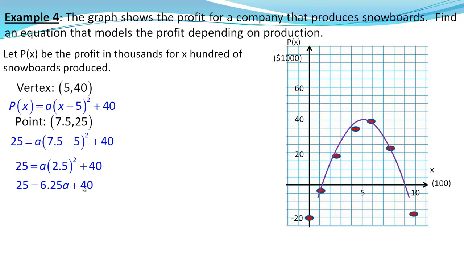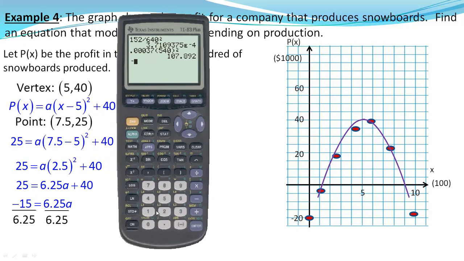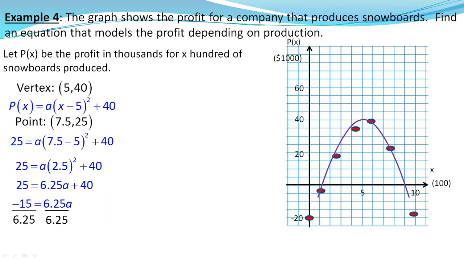So I would move the 40 over, or subtract 40 from both sides. 25 minus 40 is negative 15 equals the 6.25A. And then to isolate for A, we would want to divide out the 6.25. So those divide out, so A is negative 15 divided by the 6.25. So that's my A value, negative 2.4.